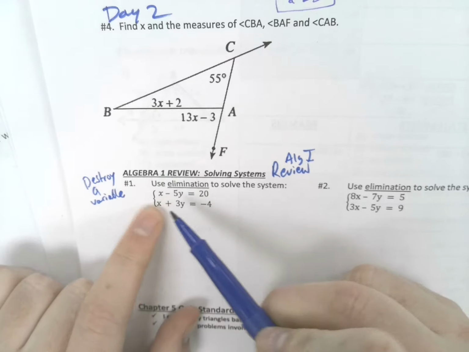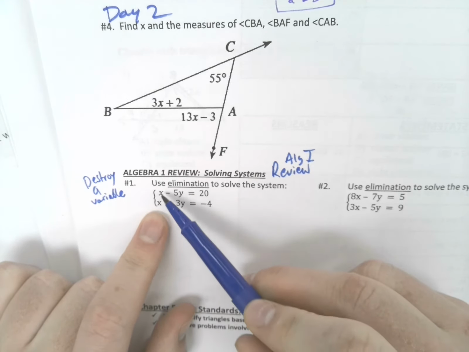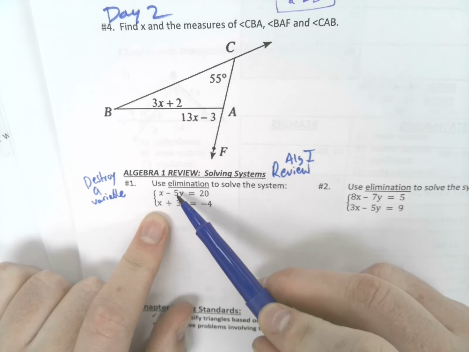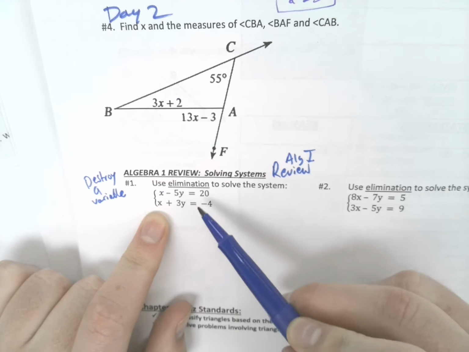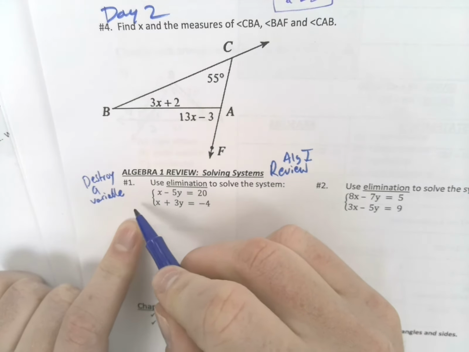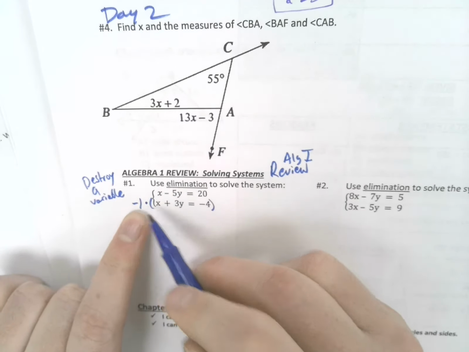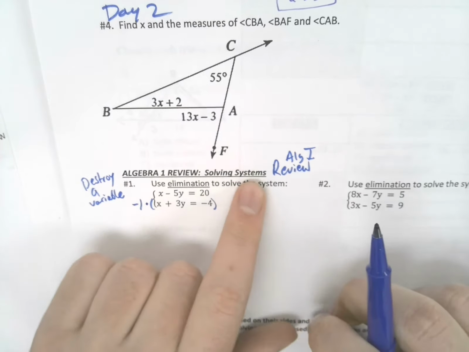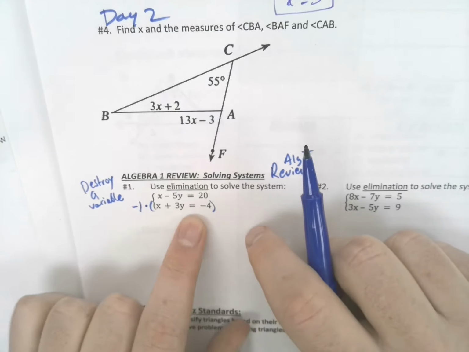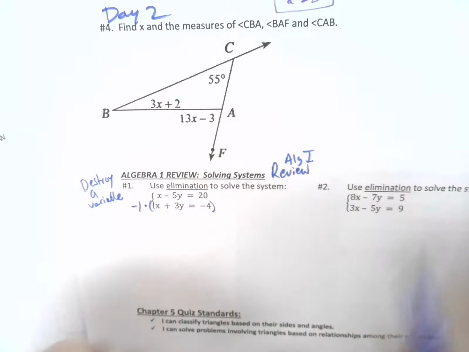The problem is, if we were to add these right now, nothing would get destroyed. X plus x would be 2x. That plus that would be negative 2y, so x and y would both live. But what would happen if we multiplied, let's say, this bottom equation by negative 1? Because when we have a system, we can change the system as long as we multiply everything in it so that it all balances out.